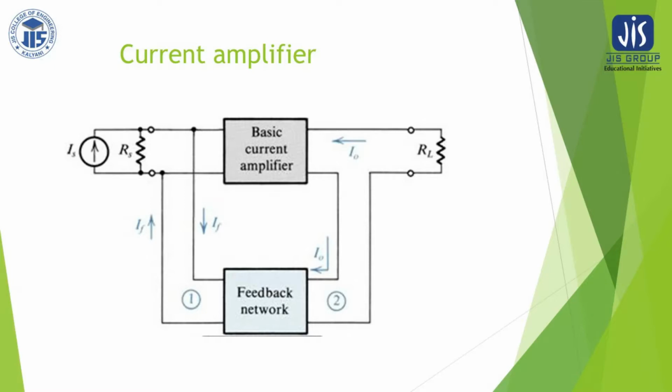So therefore, I suffix I, that is the input current of the basic amplifier, should be ideally equal to the source current if this Rs is infinite, or we can write Rs should be as large as possible with respect to the input impedance of the basic amplifier, which is a current amplifier.